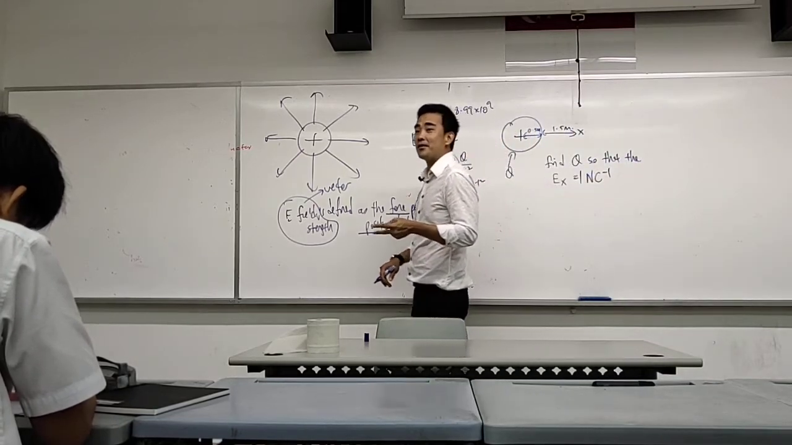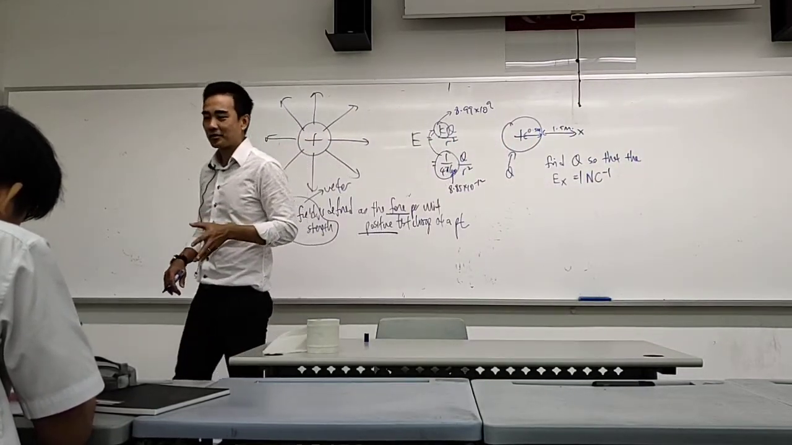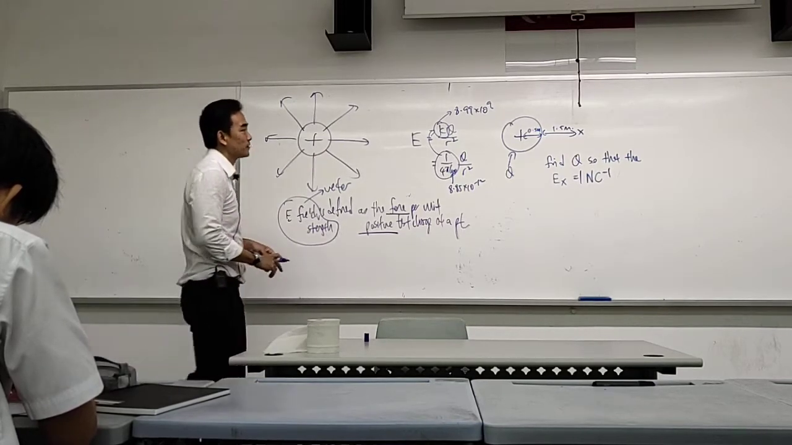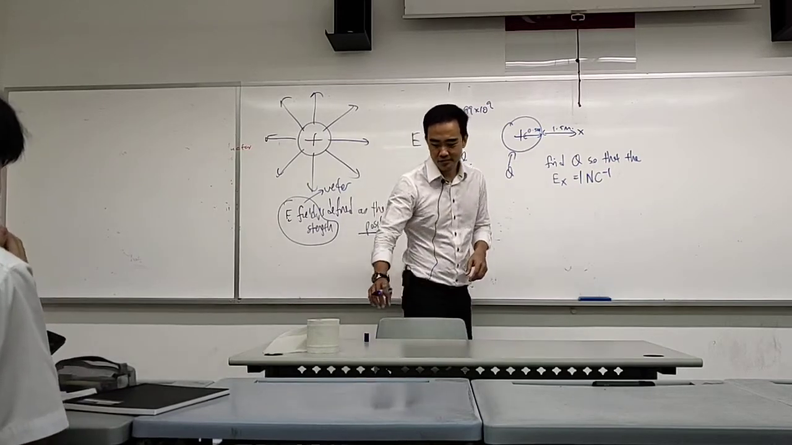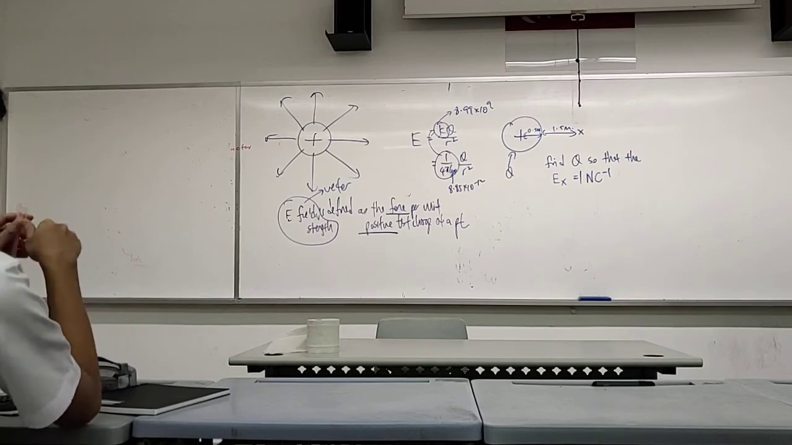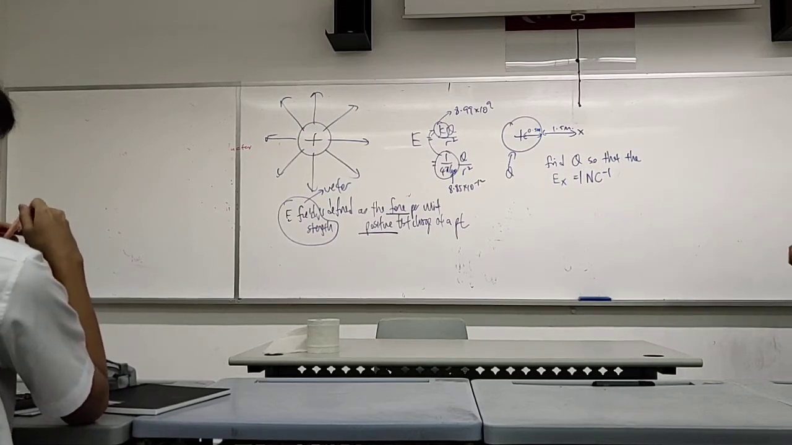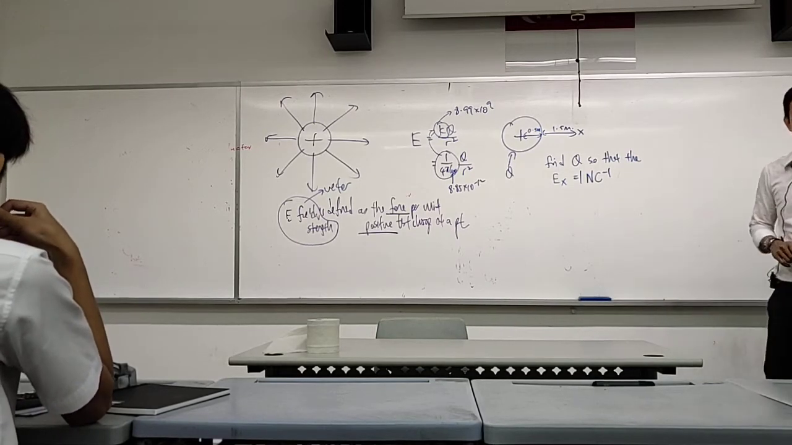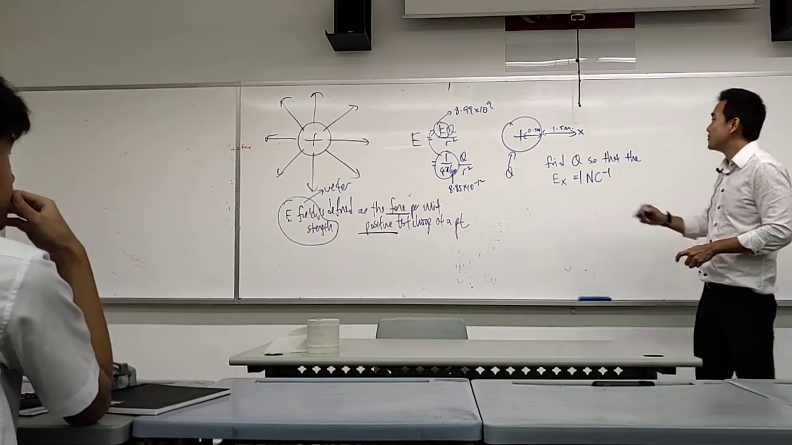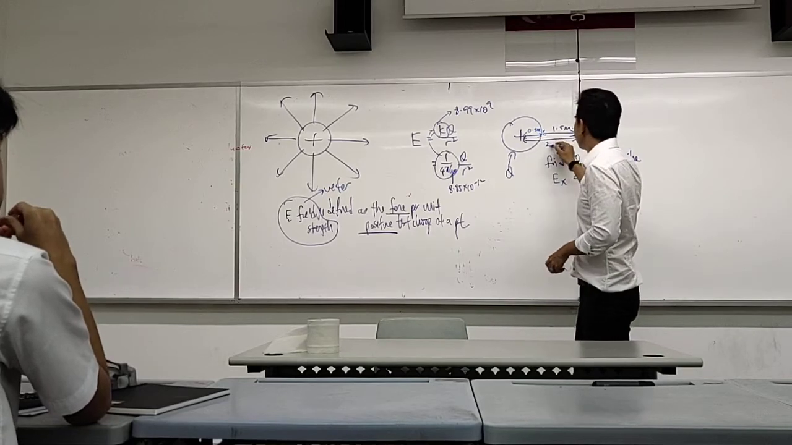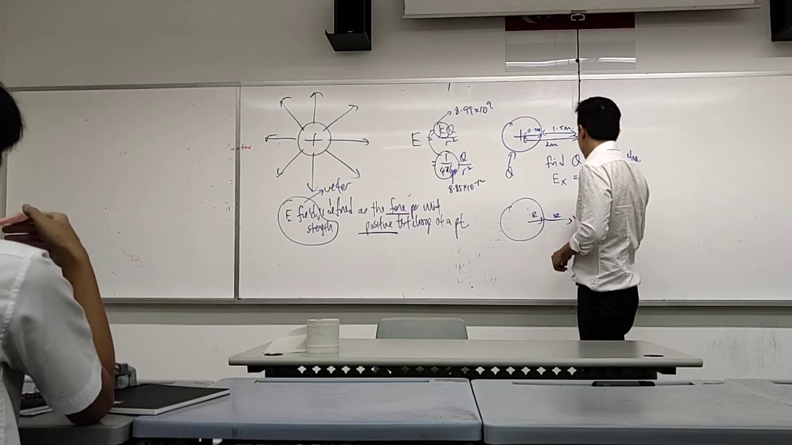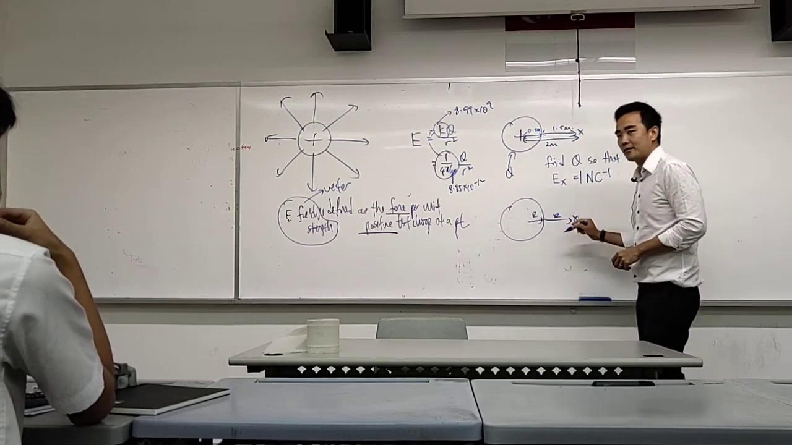Yes, it's 2. As you do the numerical question, think about why. Why must it be 2 meters? It's the same question as gravitational field. If you have R and then you have X, why do you substitute 2R? So X from the center.